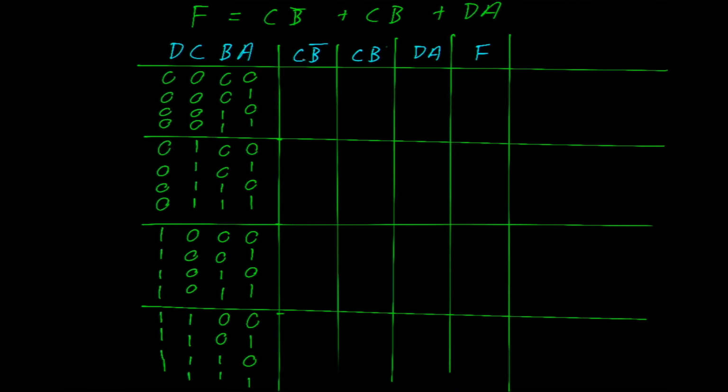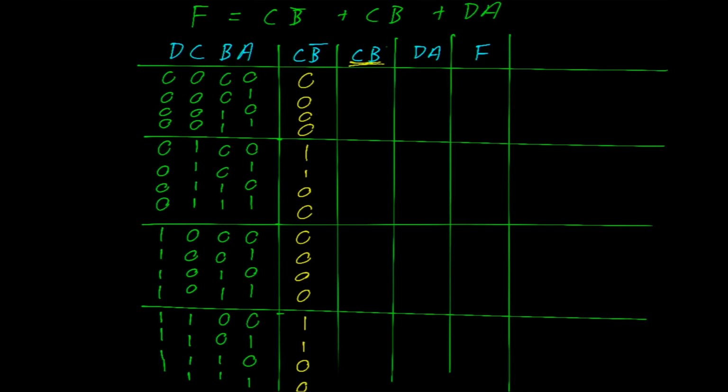For the intermediate wire CB', we're looking for places where C is true, but B is not true. So that'd be here and here. So we can go ahead and mark those in. That would be 1, 1, 0, 0, 1, 1, 0, 0. All other places would be 0.